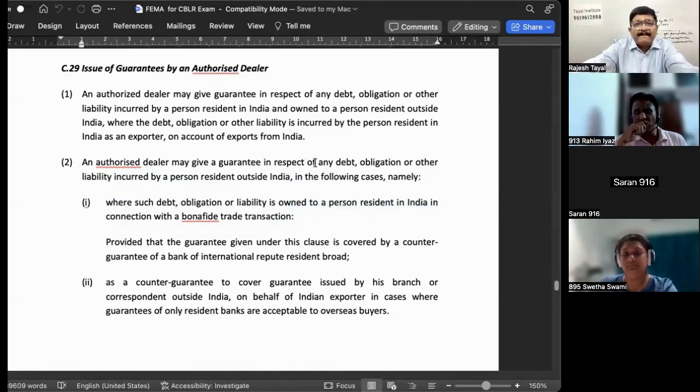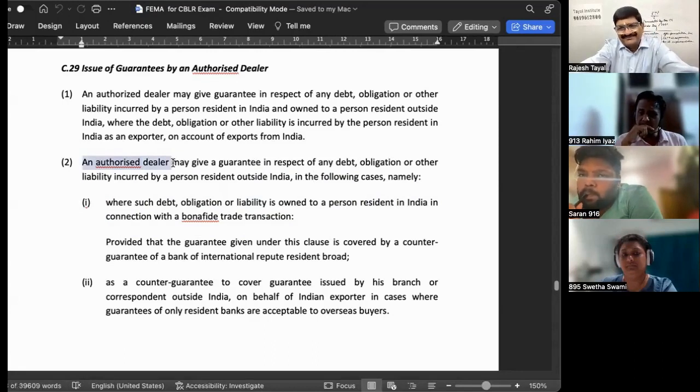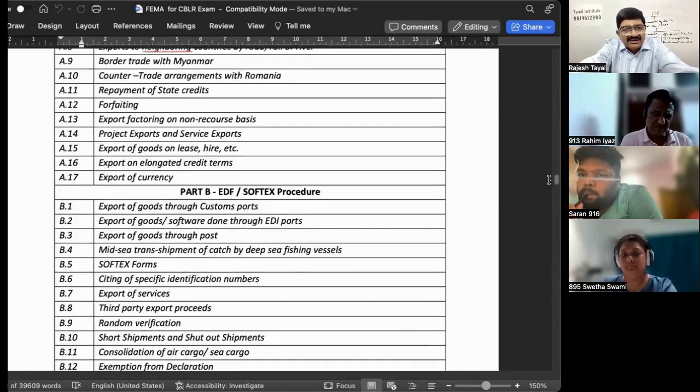But how can an Indian bank give a guarantee to a foreign bank on behalf of a foreign person? The authorized dealer may be a foreign bank working in India, like Citibank. It should not necessarily be an Indian bank. We are talking about authorized dealers, not about any Indian bank. So in a nutshell, the authorized dealers are authorized to issue guarantees in relation to international business.